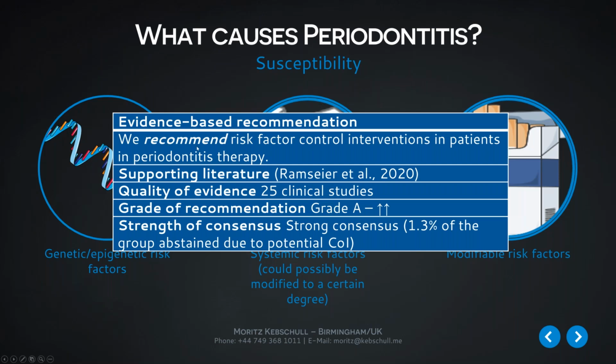There's a strong recommendation. This means you should do risk factor control interventions in patients in periodontitis therapy. And there are sub-recommendations that say, most importantly, and this is also a should-do recommendation, are those interventions to stop smoking, or smoking cessation interventions, and to really control diabetes. As you've seen, diabetes control is directly linked to progression in the future.